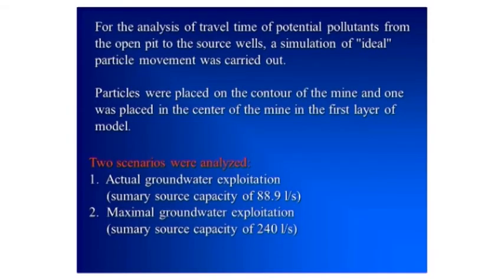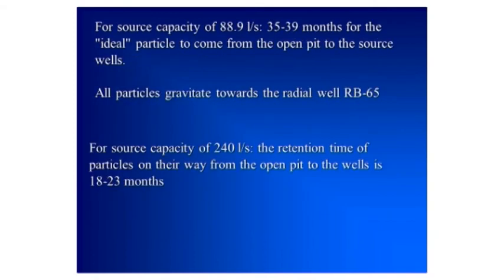For the analysis of travel time of potential pollutants from the open pit to the source well, a simulation of ideal particle movement, or tracer, was carried out. Two cases were analyzed: actual groundwater exploitation with summary source capacity of 88.9 liters per second, and maximal groundwater exploitation with a capacity of 240 liters per second. The hydrodynamical model showed that it takes 35 to 39 months for the ideal particle to come from the open pit to the source well for the capacity of 88.9 liters per second.